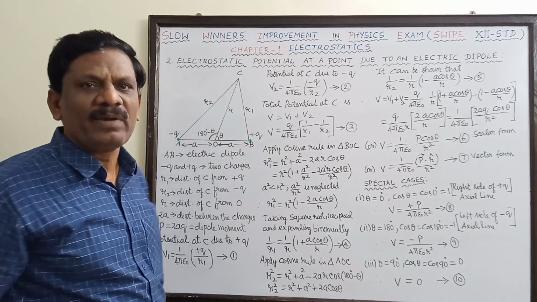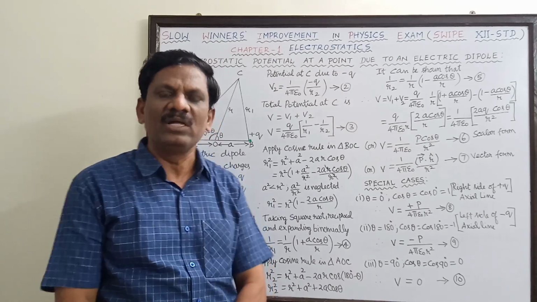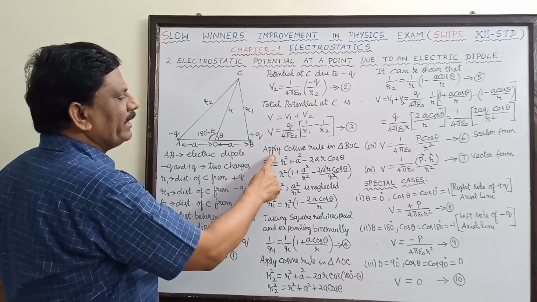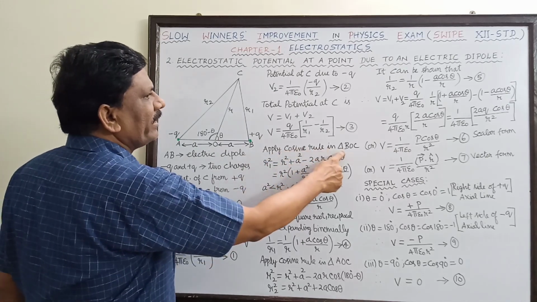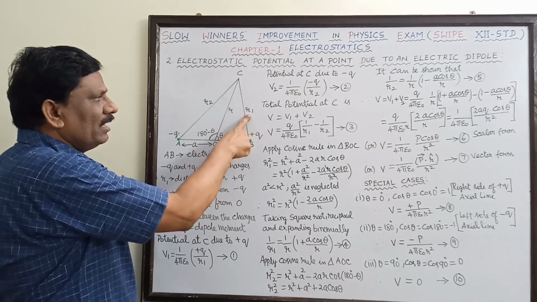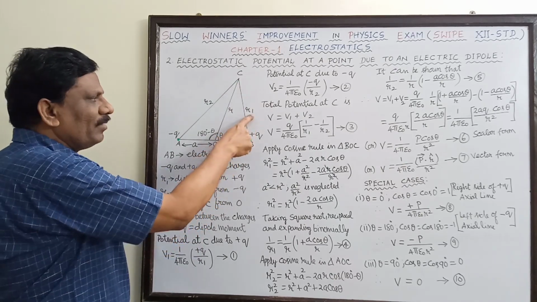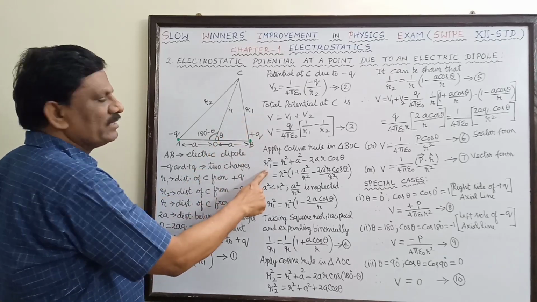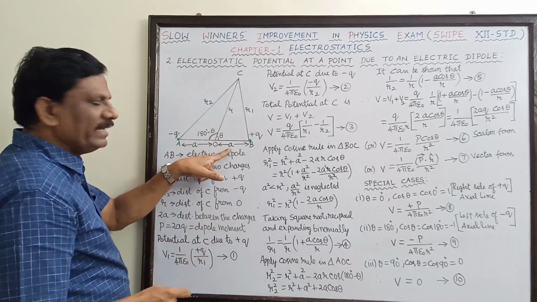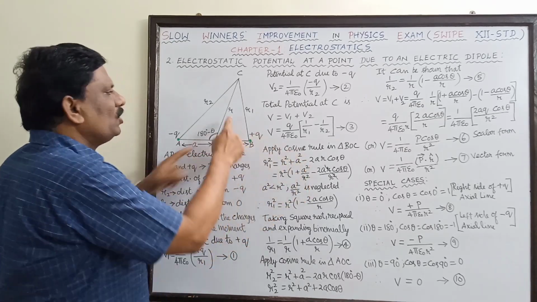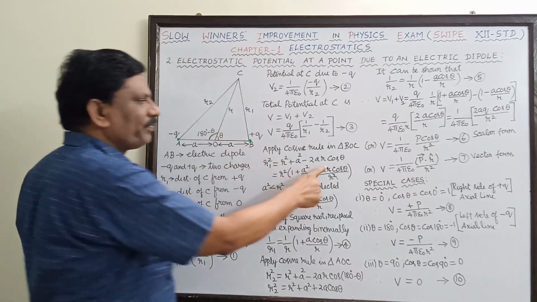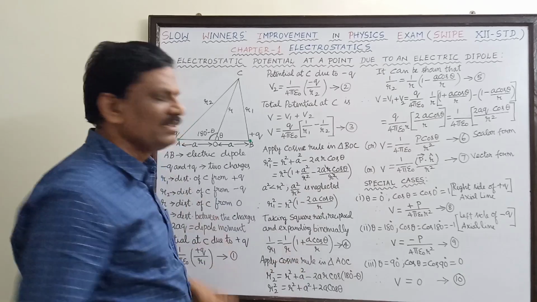Therefore now I am going to apply the cosine rule. When I apply the cosine rule in triangle BOC, opposite to angle theta, r1 square must be equal to r square plus a square minus 2ar into cos of theta.